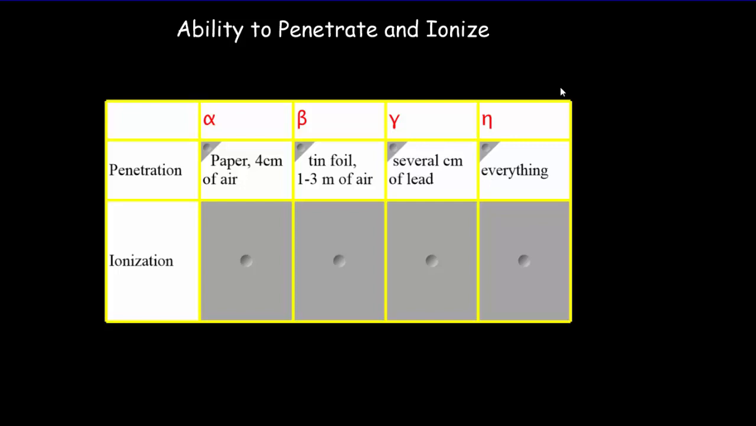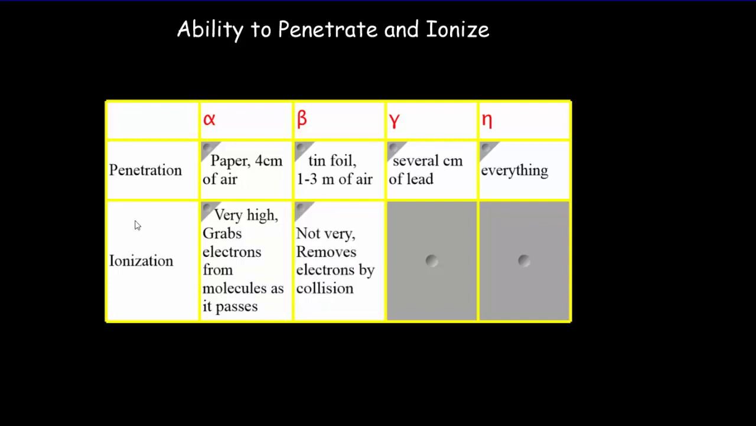Now, closely related to the ability to penetrate is the ability to ionize. The alpha particles have lots of charge, and they can just pass by an air molecule and rip some electrons off. So they can cause a lot of ionizations. They don't penetrate very far, but while they are penetrating, they cause a lot of ionization.